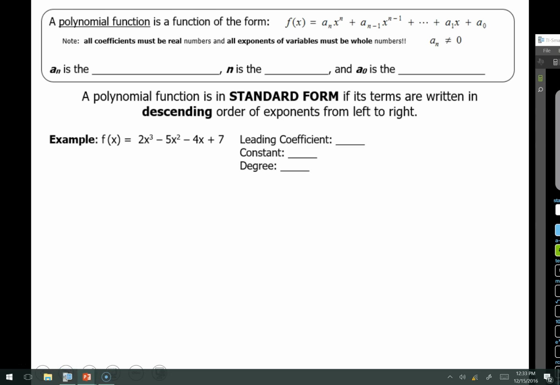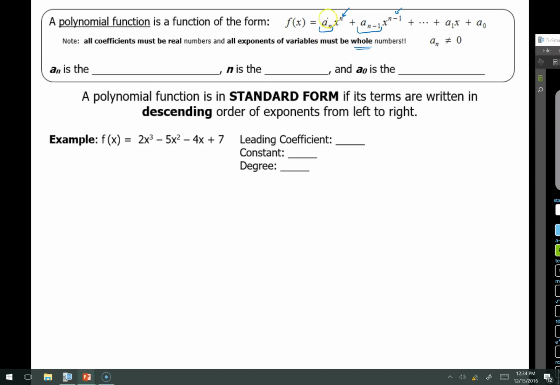Alright, so let's talk about polynomials themselves a little bit because I've thrown the word around quite a bit. A polynomial function is a function of the form f of x is equal to a sub n times x to the n power plus all of these smaller orders all the way down to the constant term, a sub 0. All of the coefficients, meaning these numbers that are out front of the x, they all have to be real numbers. And all exponents for the variables, with all these x's, have to be whole numbers. That's going to help us and be very important in a moment.